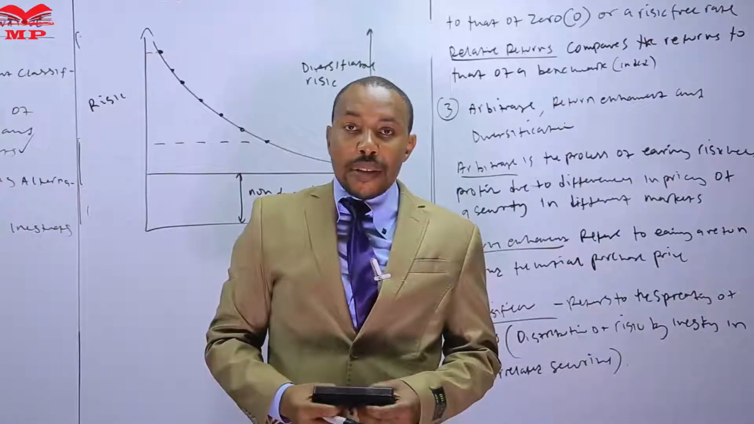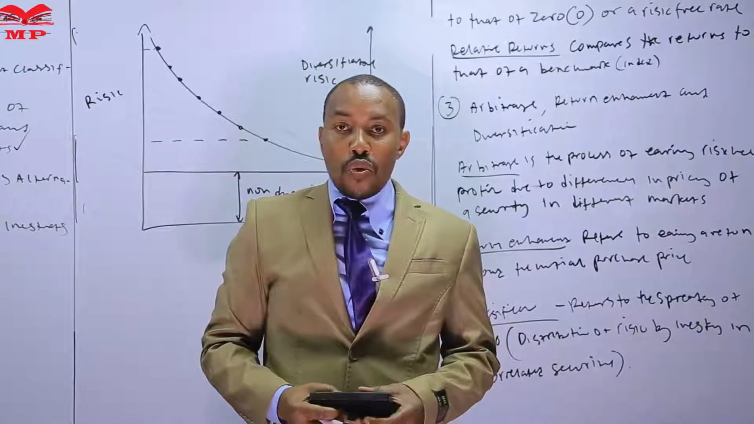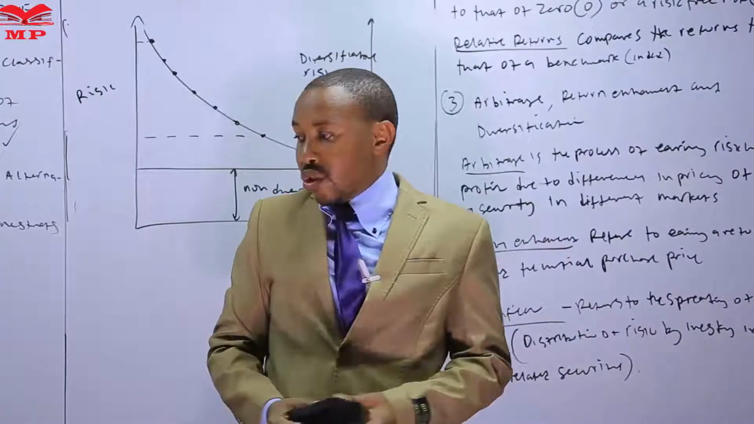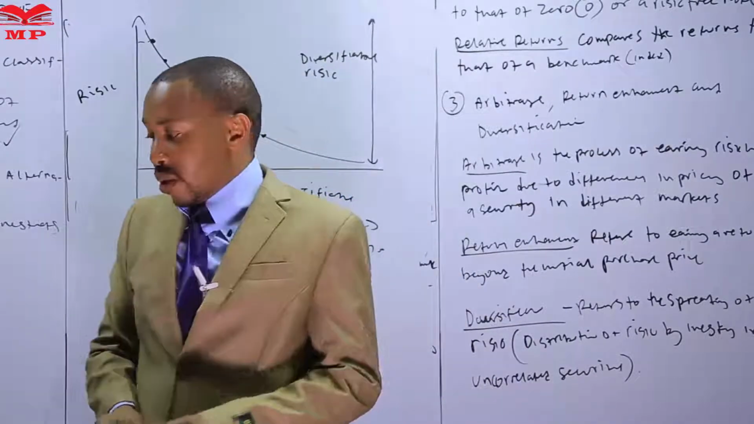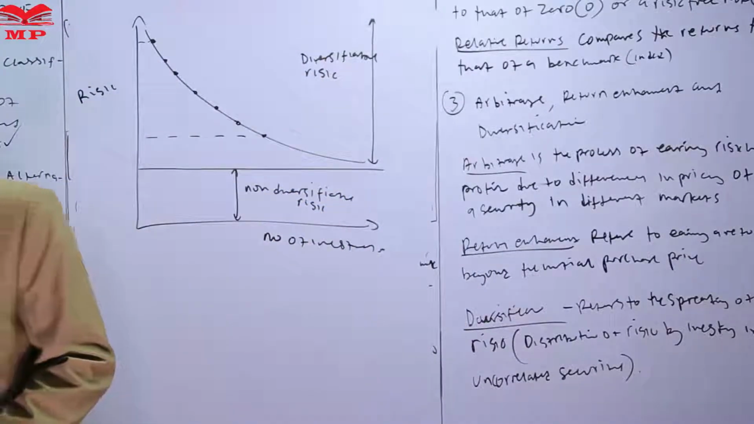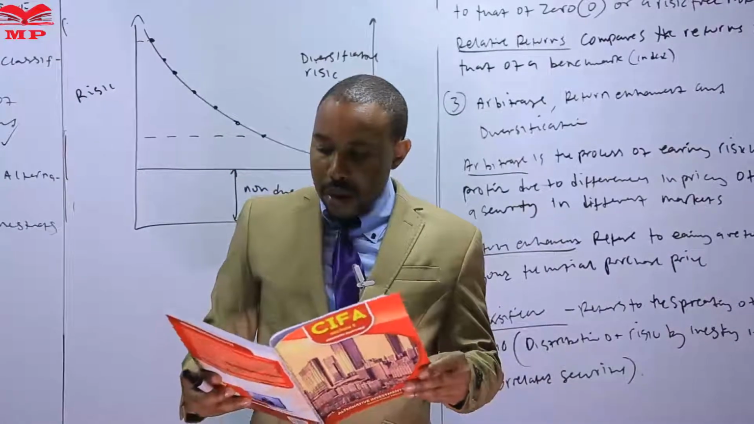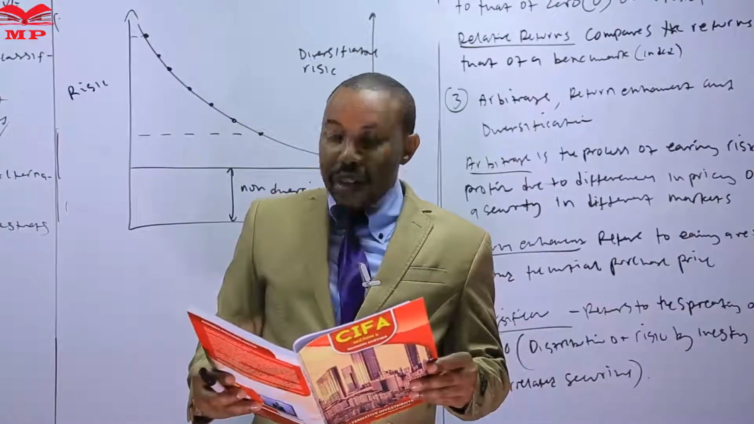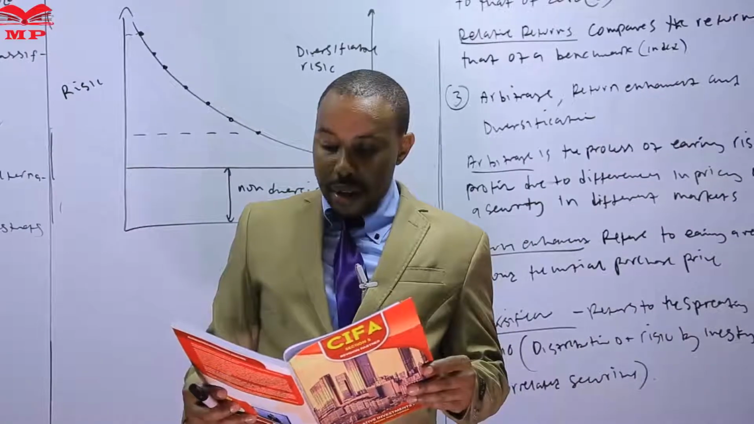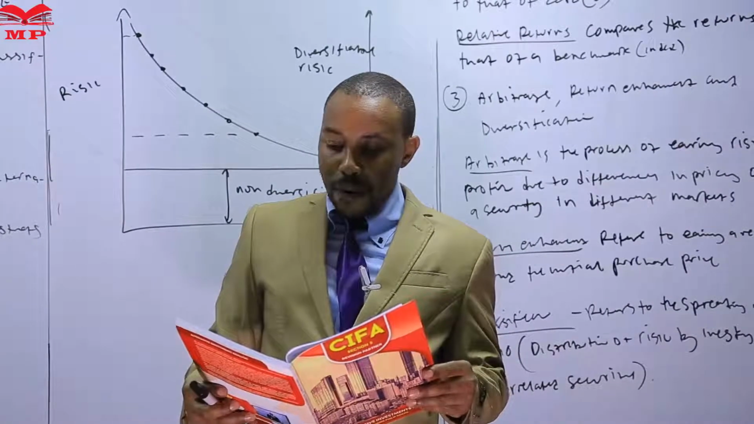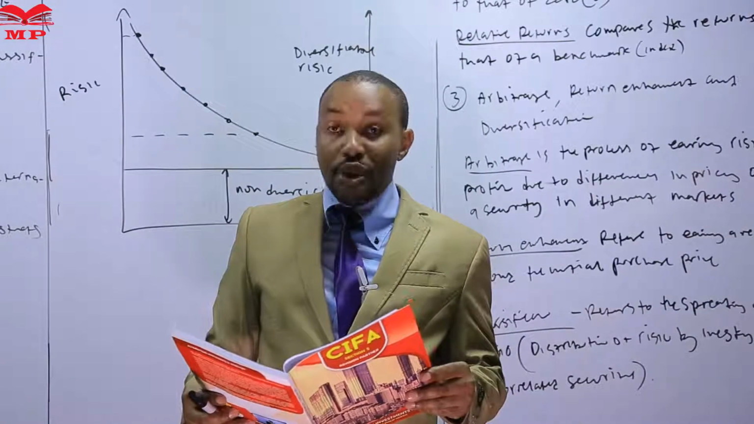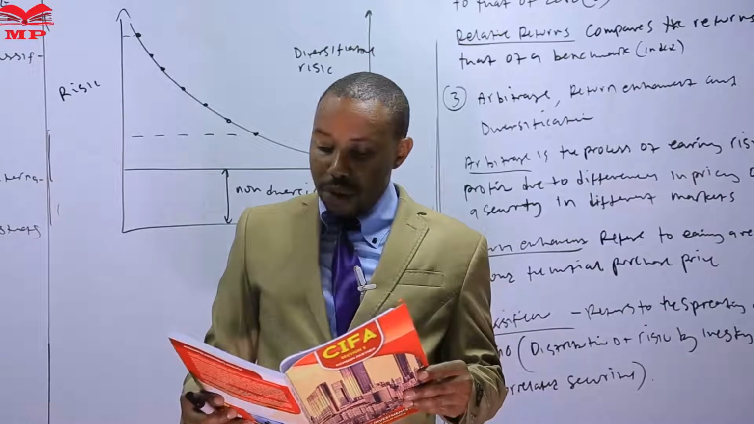However, I have a series of questions that I want you to go and do so that you can reinforce your understanding. The question is as follows. November 2017, question 1A reads as follows: Explain 4 return characteristics that distinguish alternative investments from traditional investments.